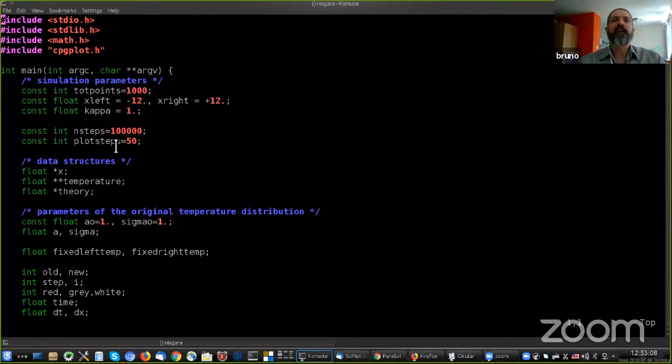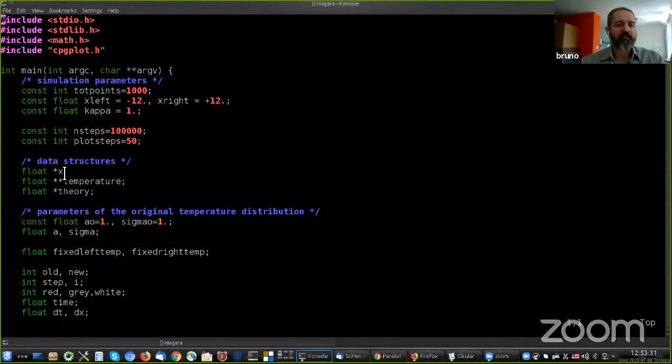Plot steps is how often we are going to plot the solution to the screen. So here we set it to 50. Every 50 time steps, we plot one snapshot of the solution. Here is just the definition of the pointers for the data structures that we are going to need.